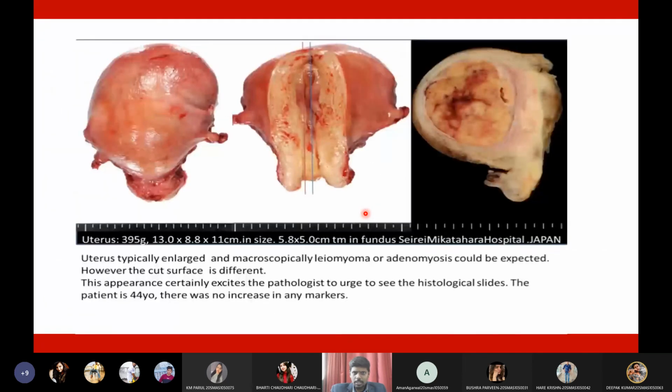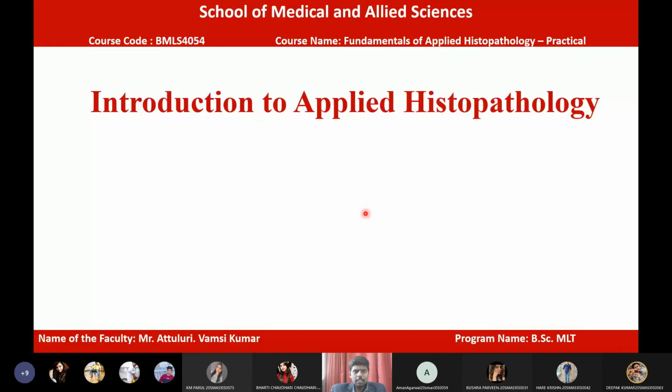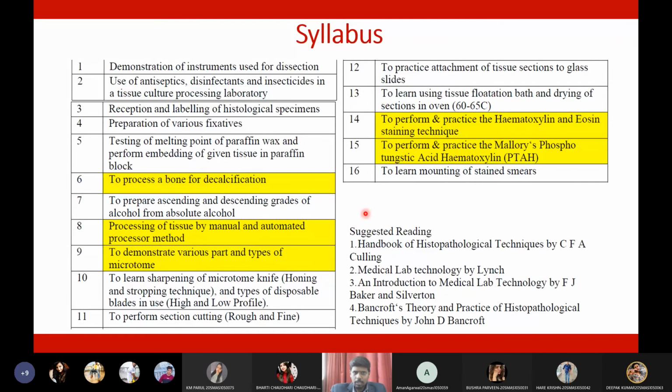In our next lecture, in the next lab, we can proceed with third and fourth experiments. In the next lab, let us discuss reception and labeling of histological specimen. How you will receive a histopathology specimen and how you will label a histopathology specimen. That I will discuss in the next lab.